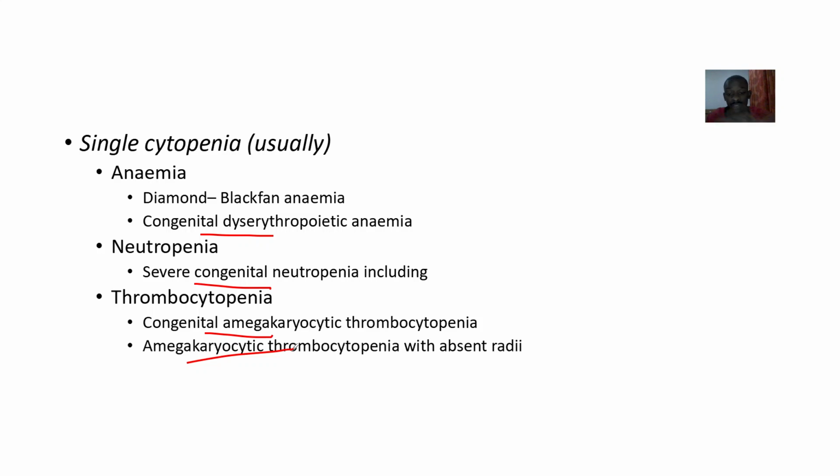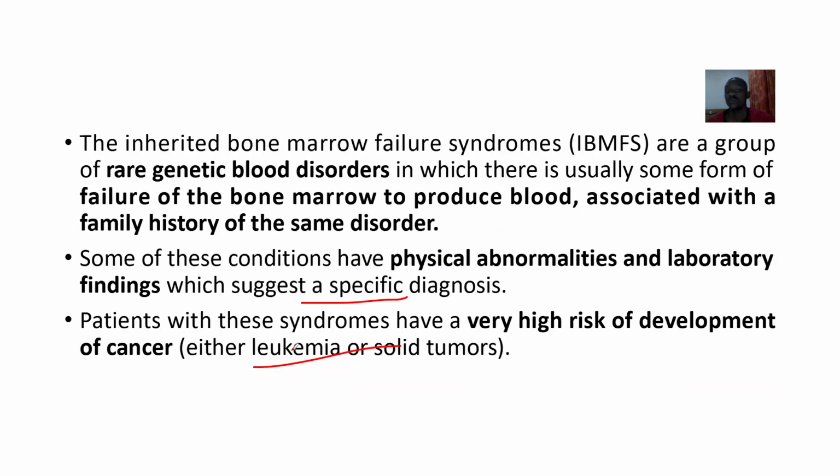All of this we'll be talking about, right? So these are just the examples of the inherited bone marrow failure syndromes, which are a group of rare genetic blood disorders, right?